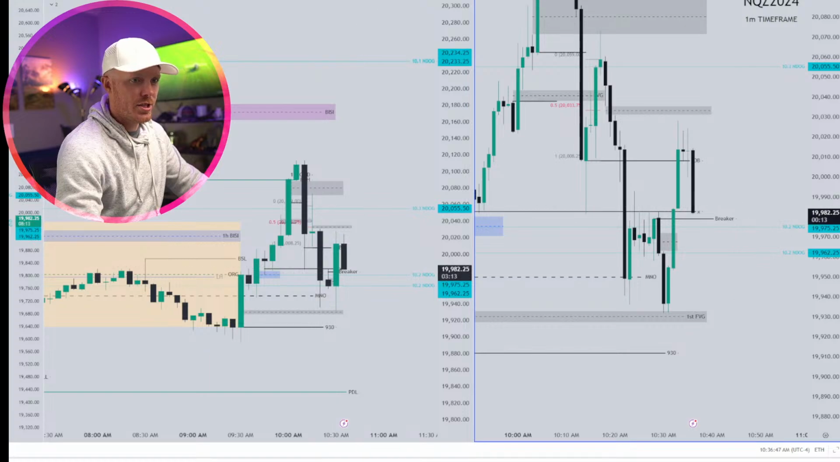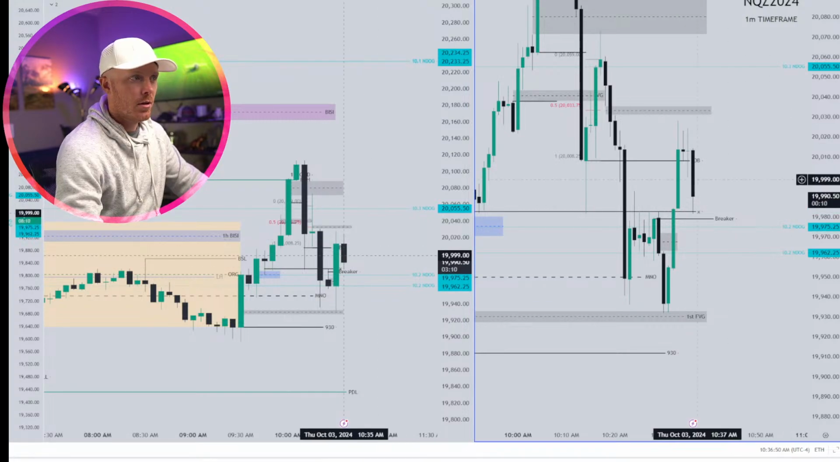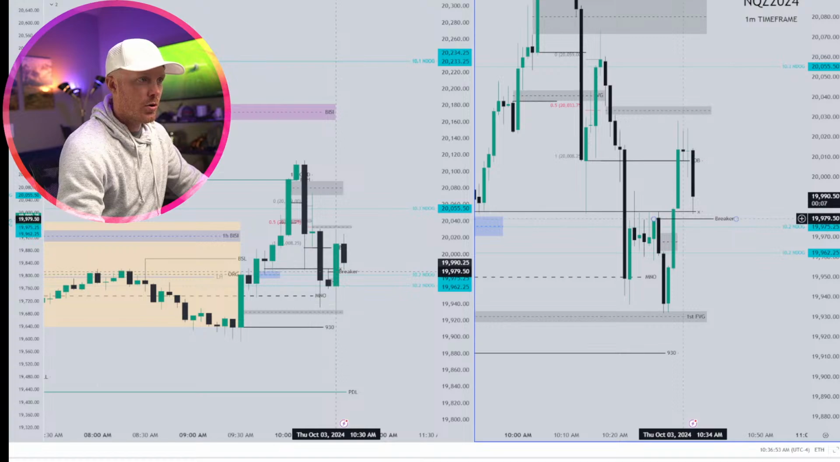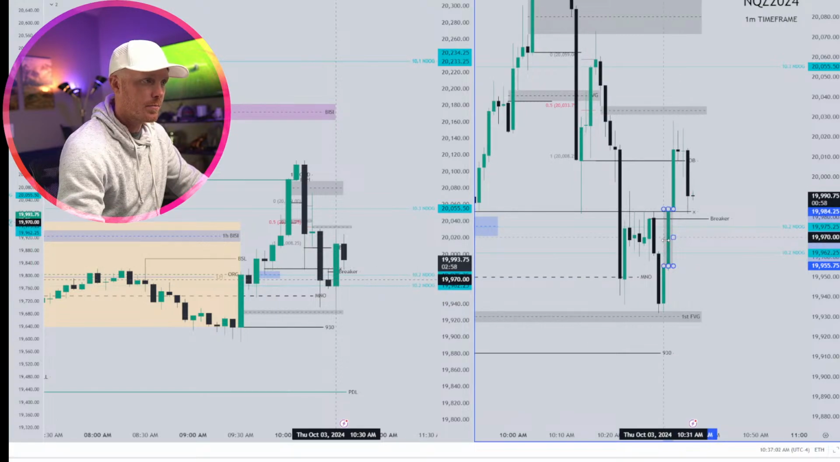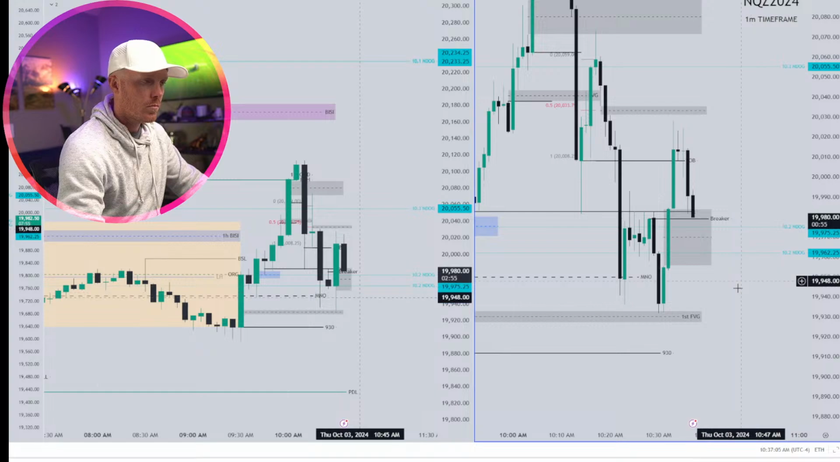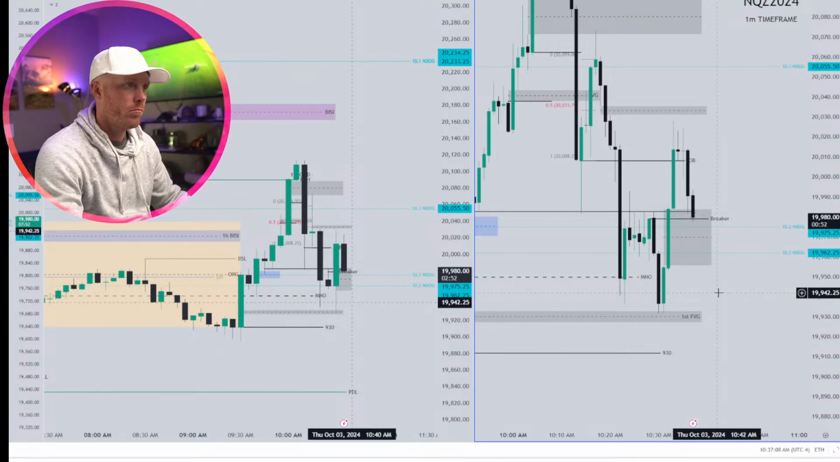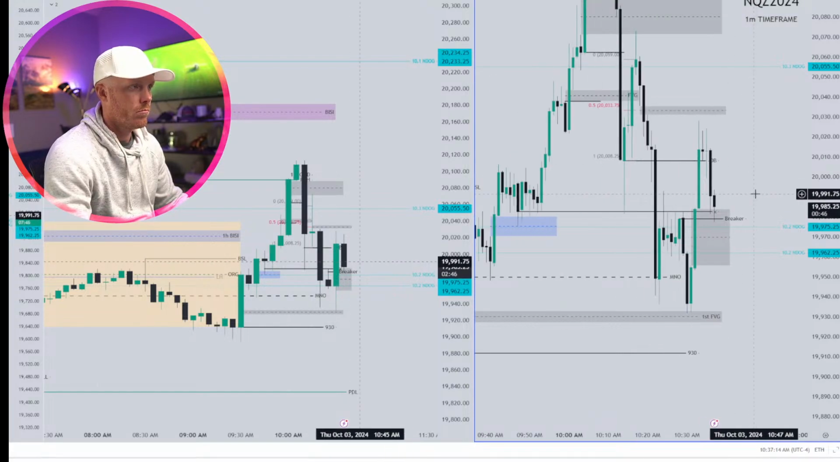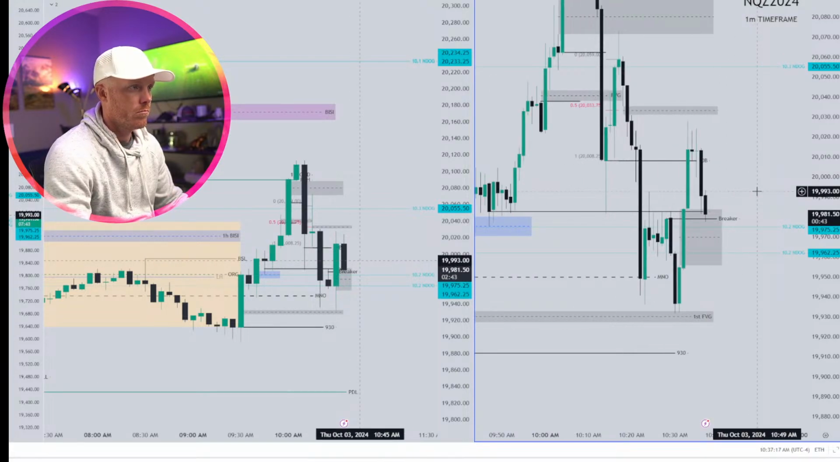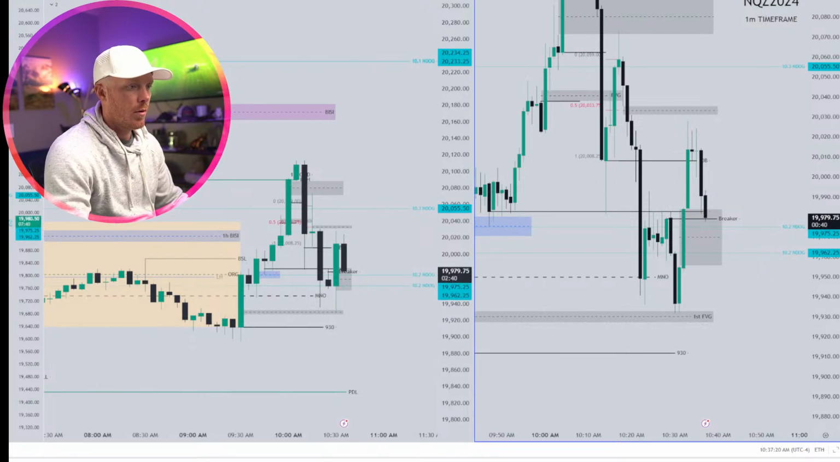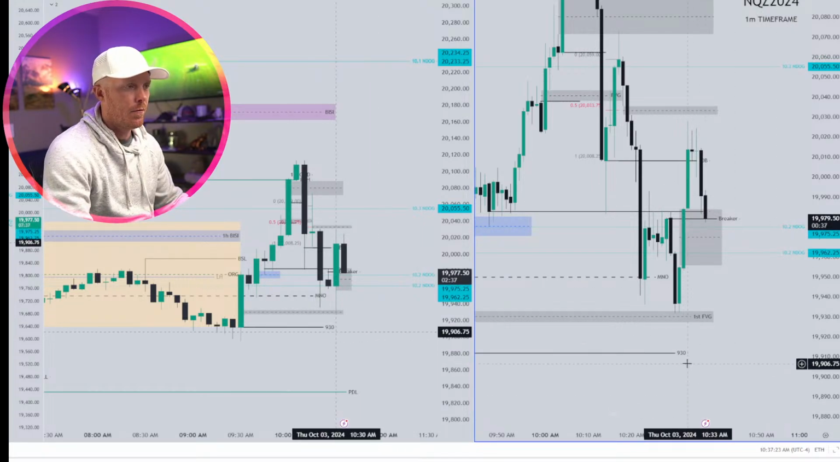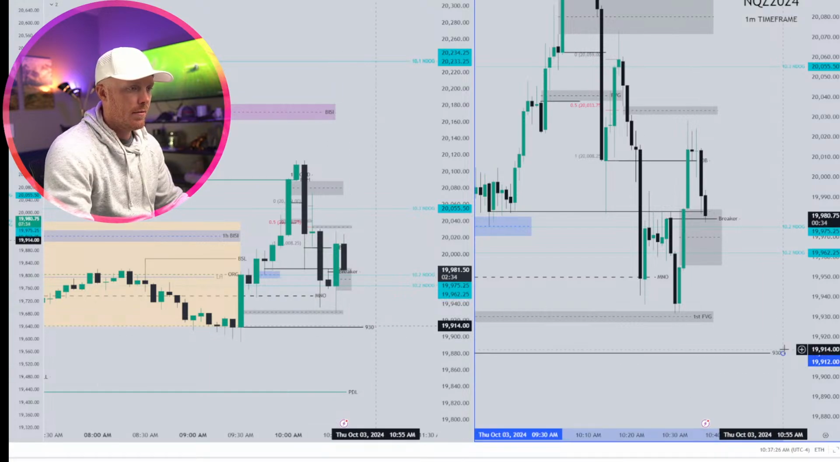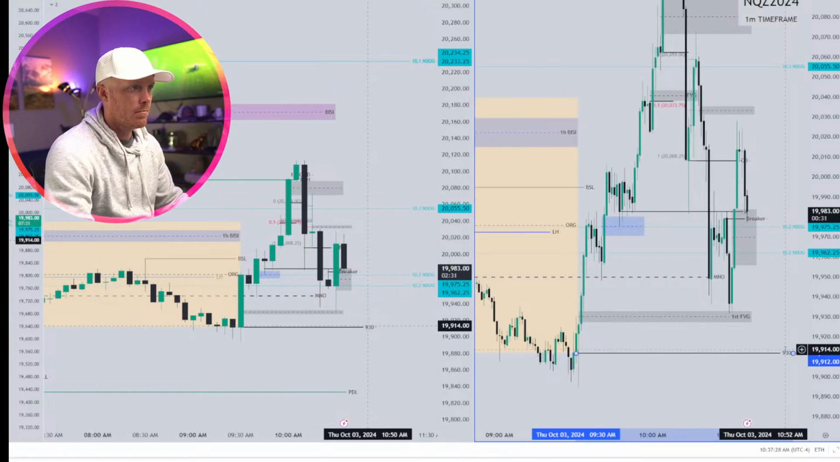All right, so look at the rejection we're seeing right now. Now we want to see, is this going to act as a breaker or are we going to melt right through it? If we melt right through it, I'm watching this inversion fair value gap right here. Now, remember the time we're looking at? We're looking at 9:45 or 10:45 to 11 as our completion of our macro time.